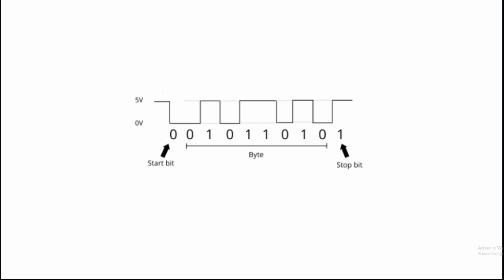In this case, we send 01011010. Low voltage is 0, high voltage is 1. At the end, there's a stop bit with a high signal. Perfect. We sent the uppercase Z to the other device with UART.